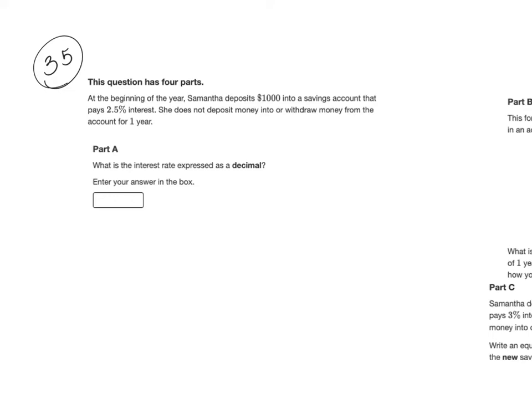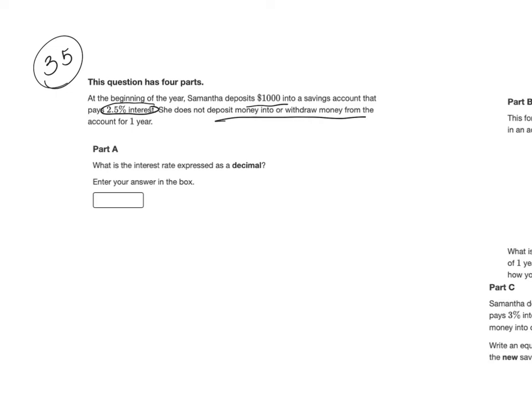Question number 35 is again an open response that has 4 parts. At the beginning of the year, Samantha deposits $1,000 into a savings account that pays 2.5% interest. She does not deposit into or withdraw money from the account for 1 year. Okay, so we're going to see that all three pieces of information are important to solve each part.